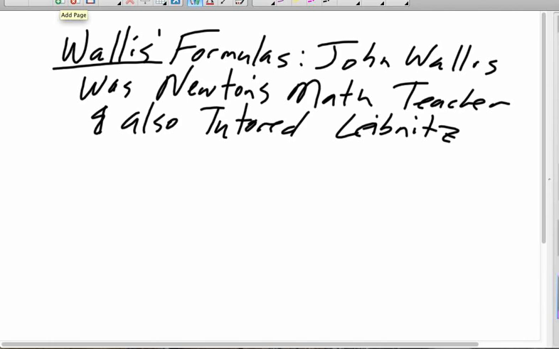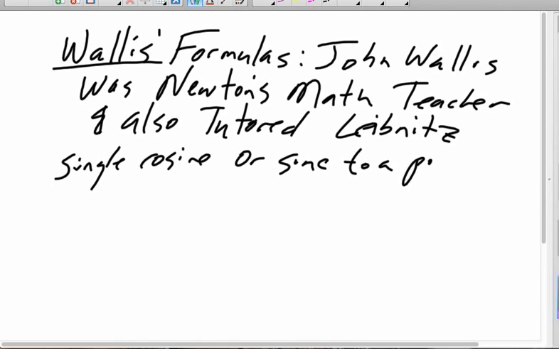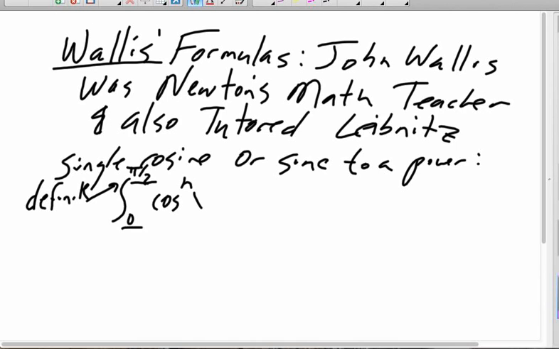Okay, Wallace's formulas. So if I have a single cosine or sine to a power, and what he tells us is if we're going to integrate this thing from 0 to pi over 2. Now notice this is definite, and it has to be over this interval. But the integral of cosine to some power of x dx.